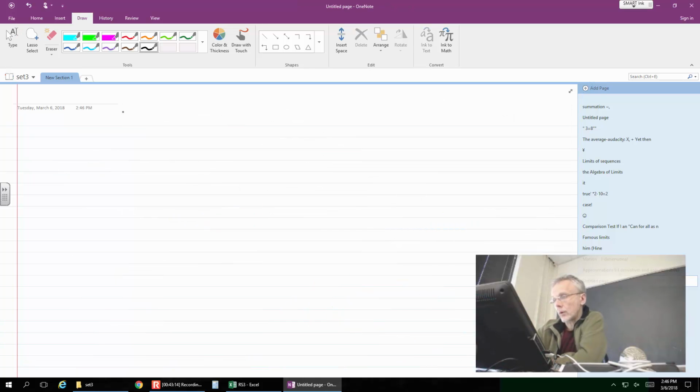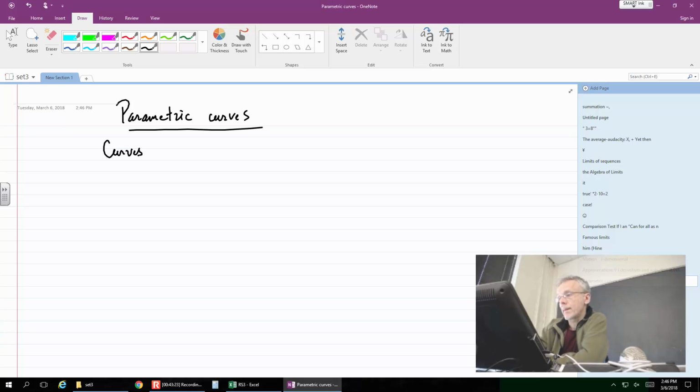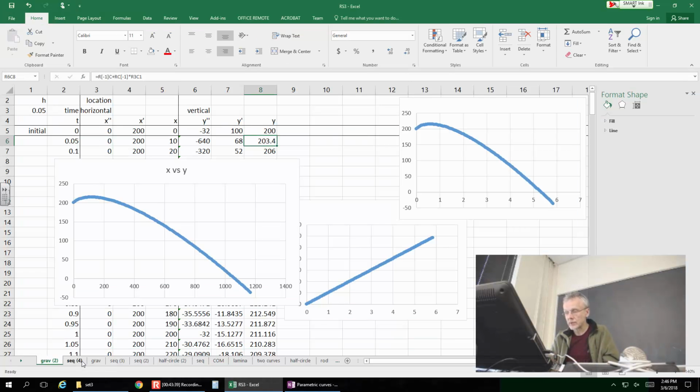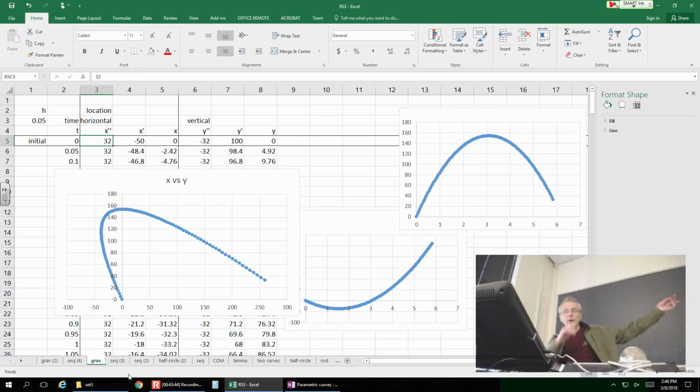So they're called parametric curves. So curves that aren't graphs of functions. This one, the example we just did, is an example of such a curve. This one, okay. So this cannot be the graph of a function. Why not?